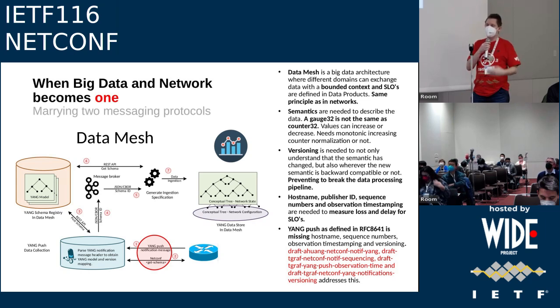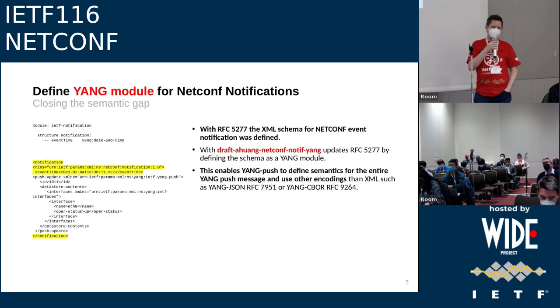So we need the host name, the publisher ID, sequence numbers to detect the loss, and also the observation timestamping when the network metrics were being observed on the network. And this is what I will be showing in the next slides. Next slide, please. So starting with the NetConf notifications draft.